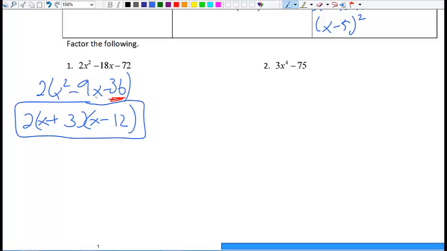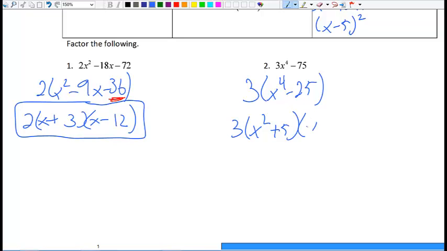Okay, so that's that. Number 2 here, the second one. I notice that I can take a GCF of 3 out, which leaves x to the 4th minus 25. And then this looks like a special case of our difference of 2 squares. So I can factor it into x squared plus 5 and x squared minus 5.